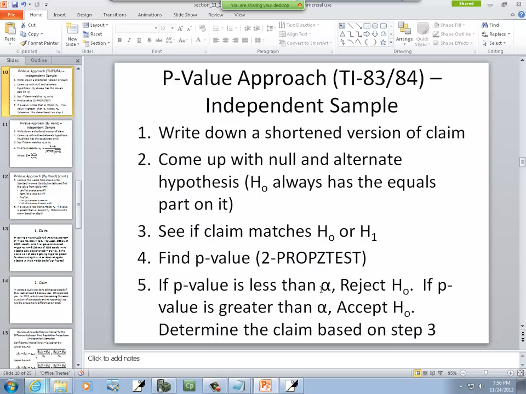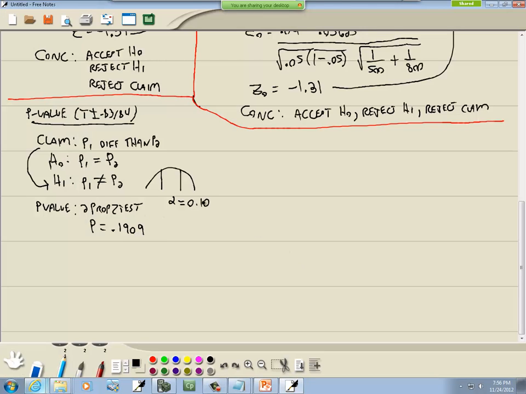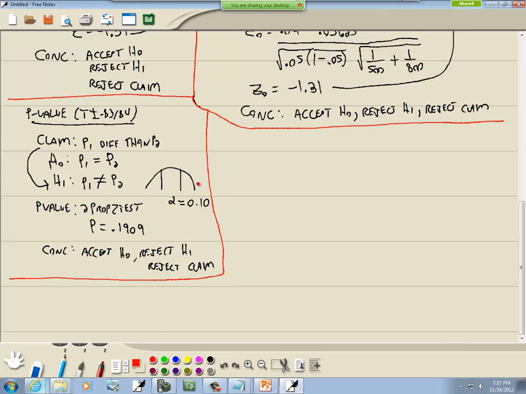Okay, if p-value is less than alpha, well, this is not less than alpha. Alpha is 10%. This is like 19%. If p-value is greater than alpha, it says you accept H naught. So our conclusion is we accept H naught, which means we reject H1, which means we reject our claim. Okay. Well, now let's do the p-value by hand.